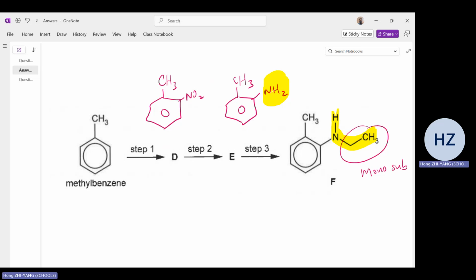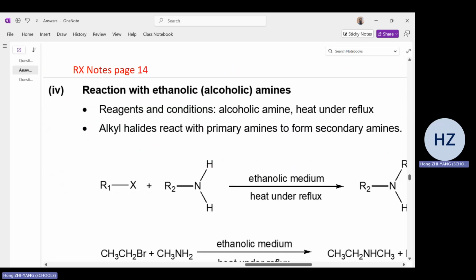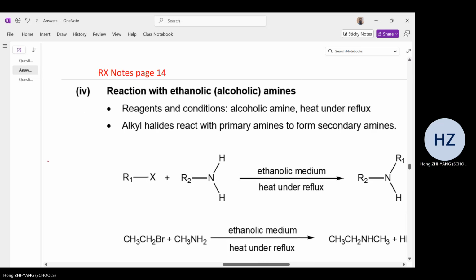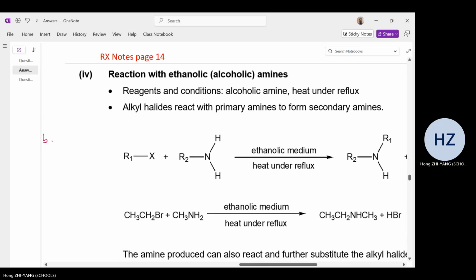Do you know that in your RX notes, page 14, amines is there? This is actually the collaboration between RX and amines. We can put this one in amines, by the way. It's actually just a reverse, the same thing, but you just change the subject. So in your RX notes, you are so focused on RX being the main subject that you forgot that amine can also be the main subject, depending on your choice.